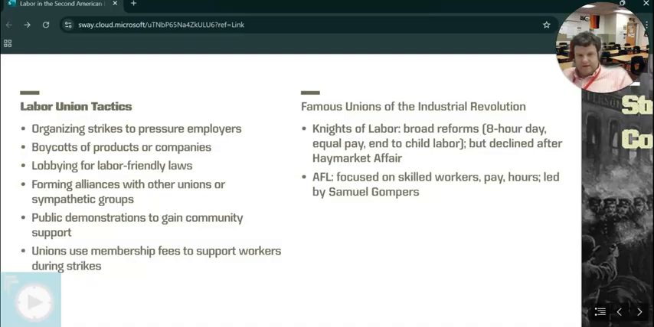The AFL is a group that was focused on skilled workers. They tried to improve pay and hours, and they were founded and led by a man by the name of Samuel Gompers. Skilled workers are different from unskilled workers. We've been mainly talking about unskilled labor up to this point. Skilled workers have a talent or a training or a skill that you can't just pull someone off the street and expect them to have.